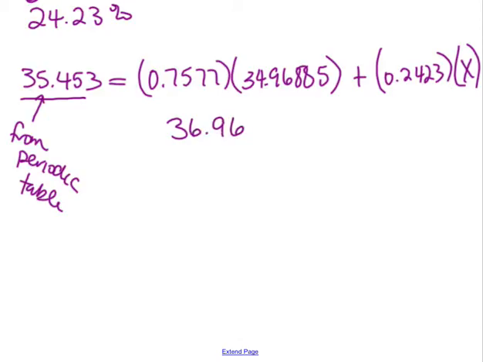966 or 967? It really doesn't matter. If you were off that way, I'd be okay. So that would be AMUs or grams per mole. I'm okay with either one of those. Okay?